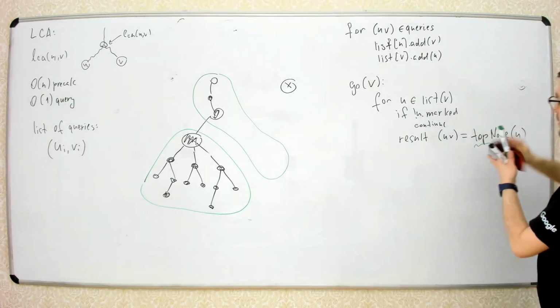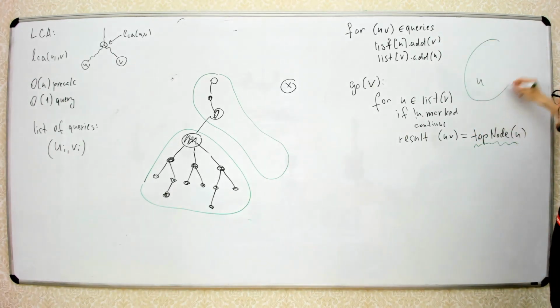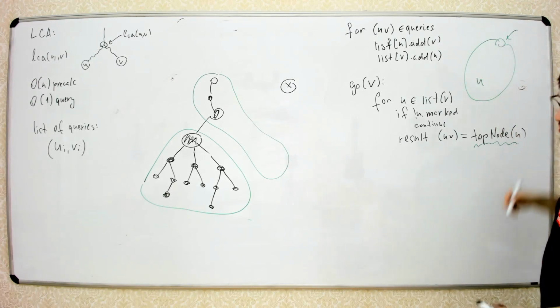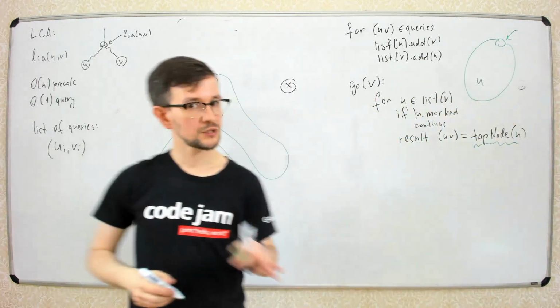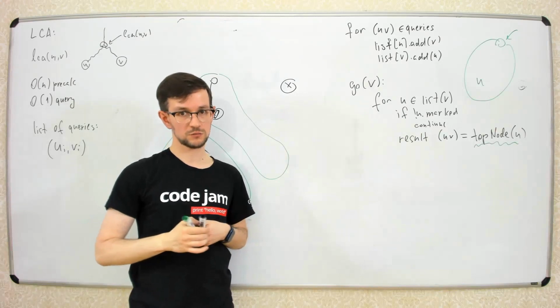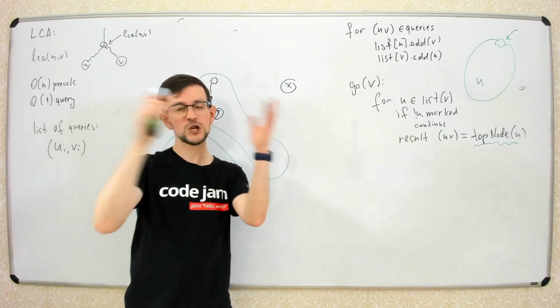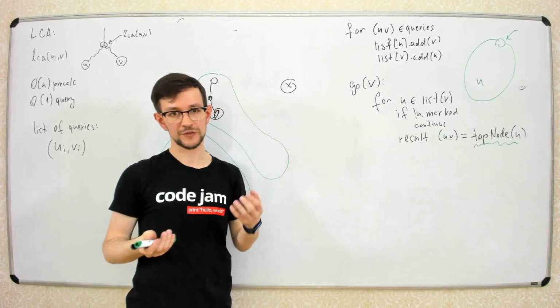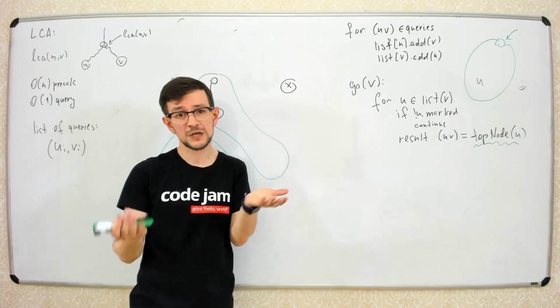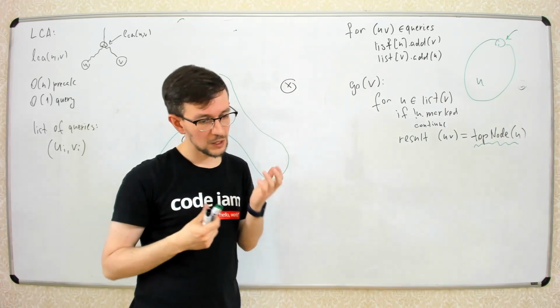Again, you take this node u. Node u is inside some set. You need the top node of your set. You can do it using the union-find structure, right? For each set, you can maintain the top node of this set. It's like the minimum in the set or something. It's easy.